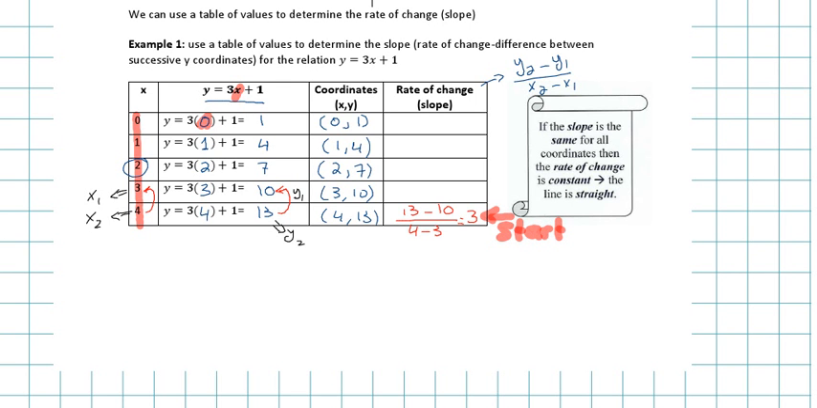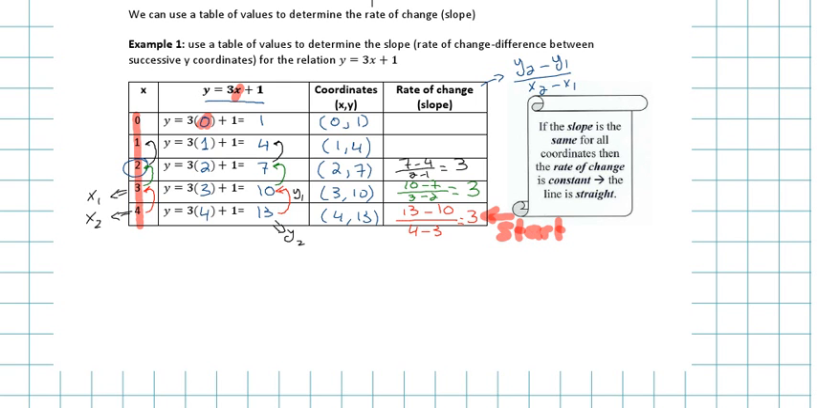For the next one, I'm always moving from the bottom up. So I have to do this minus this, and this minus this. So 10 minus 7 over 3 minus 2. Do you guys understand that? 10 minus 7 is 3, over 3 minus 2 is 1, so that's another 3. I keep moving up. 7 minus 4, 2 minus 1. That's another 3.